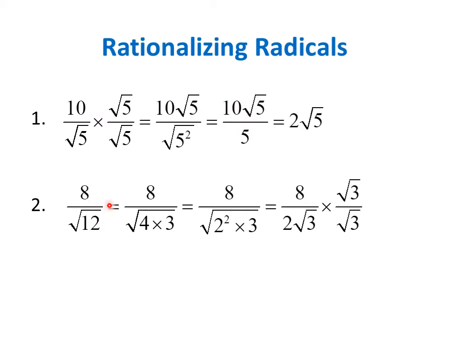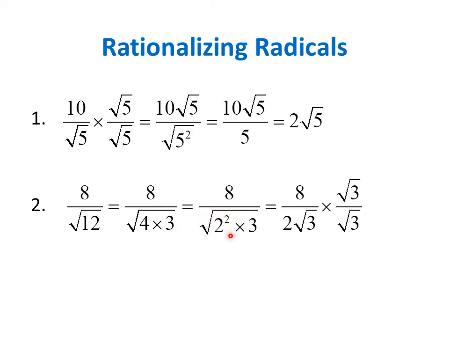What if we are given 8 divided by the square root of 12? First, we have to simplify this radical expression. So we copy the numerator 8 divided by, we know that 12 is 4 times 3. And we know that 4 is 2 squared. So the denominator becomes the square root of 2 squared times 3.